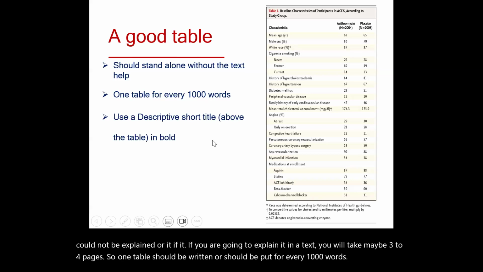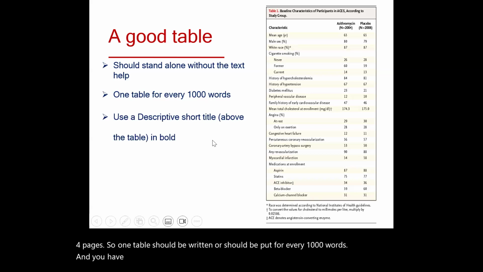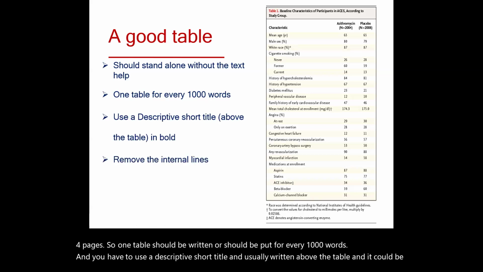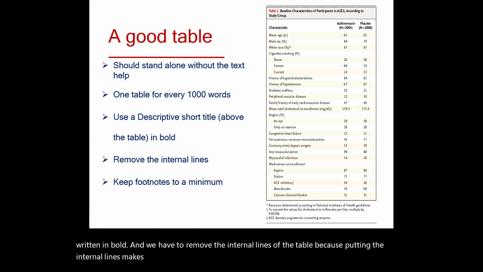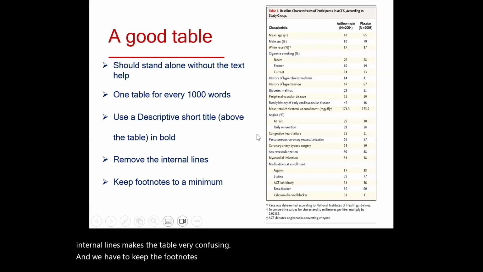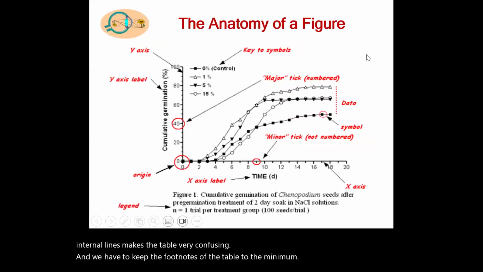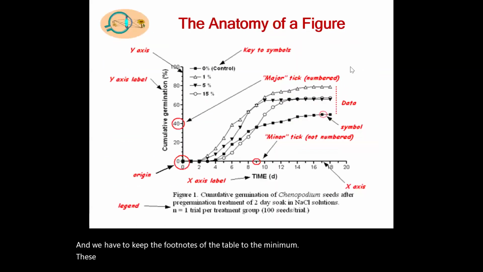And you have to use a descriptive short title, usually written above the table, and it could be written in bold. And we have to remove the internal lines of the table, because putting in internal lines makes the table very confusing. And we have to keep the footnotes of the table to the minimum. These are the criteria of making a good table.